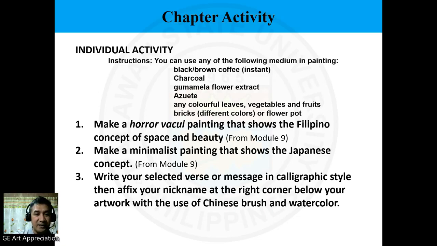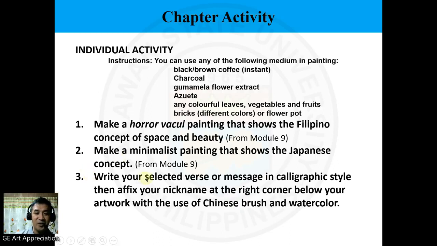So, using the following mediums, okay, you have to choose from this medium, and you make a Horvaki painting that shows the Filipino concept of space and beauty. Okay, so try to review the Horvaki. Number 2, make a minimalist painting that shows the Japanese concept. Okay, we have examples of minimalist paintings in your module 9 also.